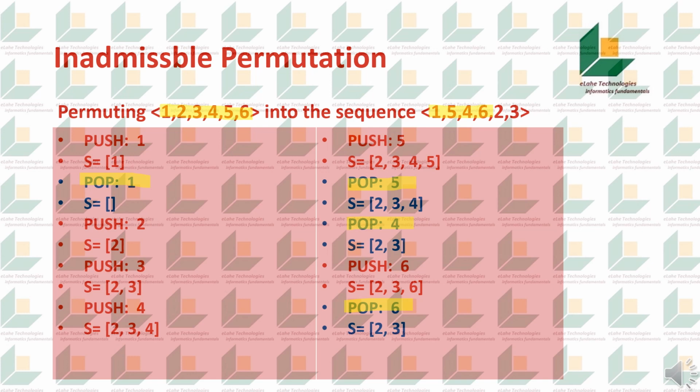At this point, the sequence 1, 2, 3, 4, 5, 6 has been processed and the output 1, 5, 4, 6 has been generated. The stack contains 2 and 3 with 3 being the top of stack element. We can generate the subsequence 3, 2 from the stack. The required output is 2, 3 which is impossible to achieve. We conclude that in this case the sequence 1, 5, 4, 6, 2, 3 is inadmissible.